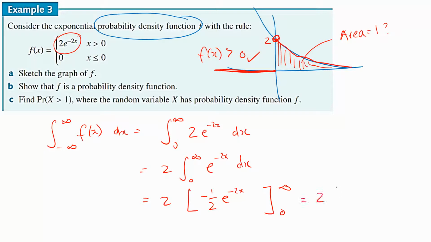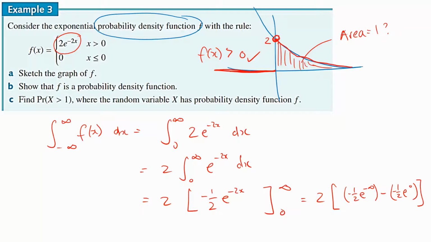Sub it in. So it's 2 times, sub infinity in, so negative half times e to the power of negative infinity, take away sub 0 in, so negative half e to the power of 0. Let's work it out. What's e to the power of negative infinity?